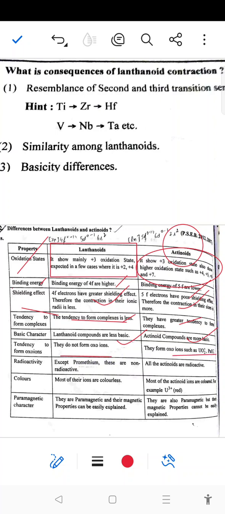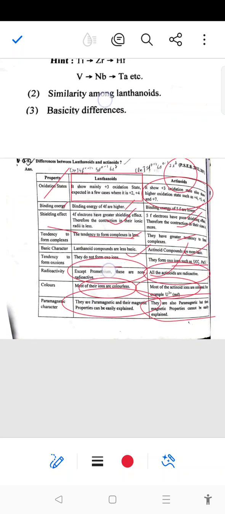Radioactivity: except promethium, all the other lanthanoids are non-radioactive, and all actinides are radioactive. Color: most lanthanoid ions are colorless and most actinide ions are colored, for example U3 positive. Paramagnetism: lanthanoids are paramagnetic and their magnetic properties can be easily explained, and actinides are also paramagnetic but their magnetic properties cannot be easily explained. So these are the most important questions of the D and F block elements chapter.